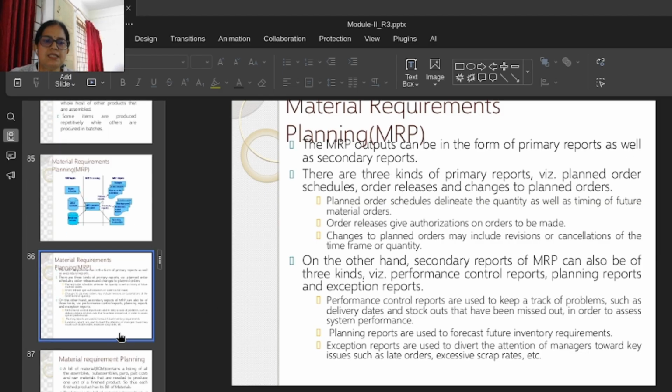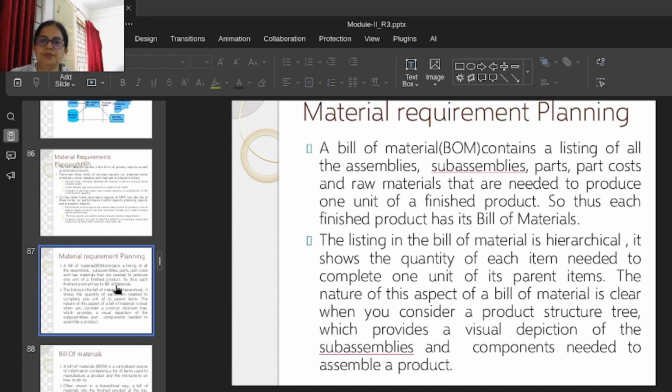Okay, first we'll discuss the MRP input. The bill of material is an input to MRP system. What is happening in the bill of material? Bill of material is nothing but the details of the dependent demand. A bill of material contains a listing of all the assemblies, sub-assemblies, parts, part cost, and raw materials that are needed to produce 1 unit of the finished product.